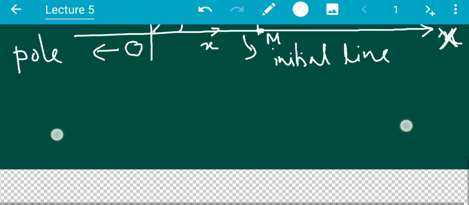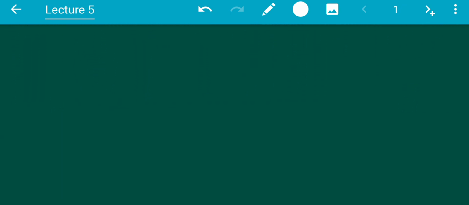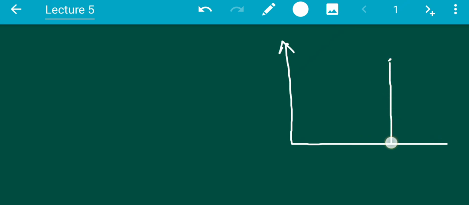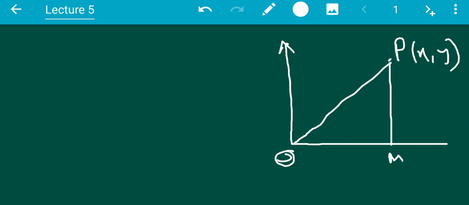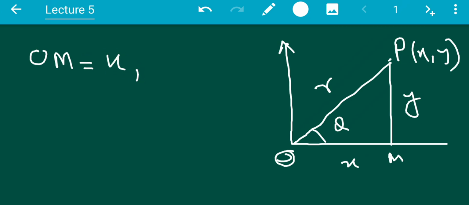Now how to shift from polar to Cartesian? We can easily see from the diagram. Let us draw the diagram again. Suppose this is M, this is P(x, y), this is O, this is r, this is theta, this is x, this is y. So you can see OM is equal to x and MP is equal to y.